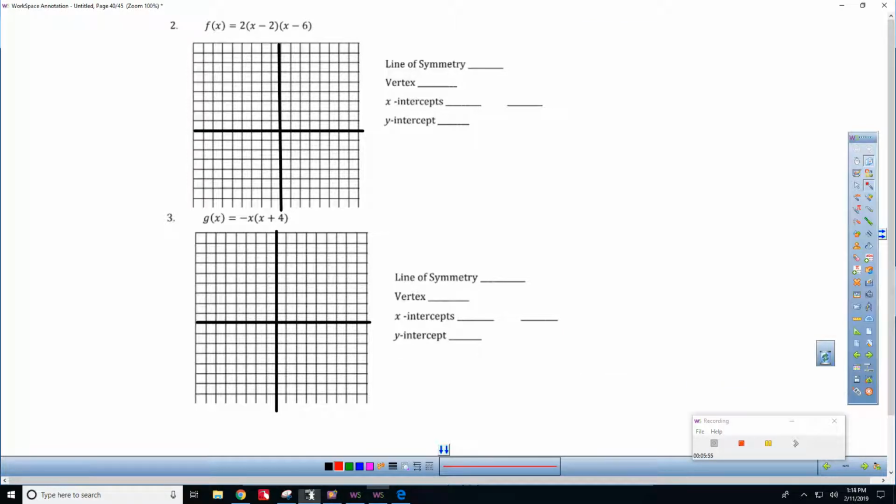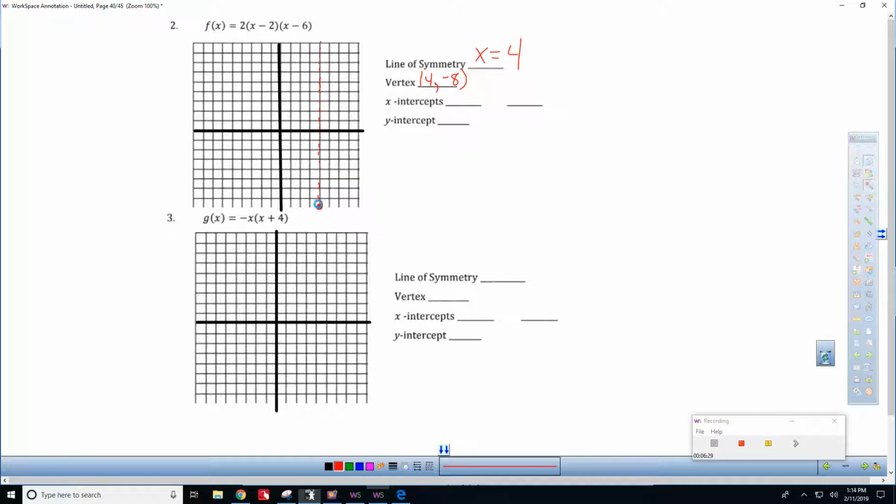Whoops. So, our x-intercepts are... no, my bad. That's not what we found at all. Our vertex is (4, negative 8), right? So then what's our line of symmetry? x equals 4. Okay, so we could just sketch that on here. (4, negative 8). 1, 2, 3, 4, 5, 6, 7. It's all the way down there.